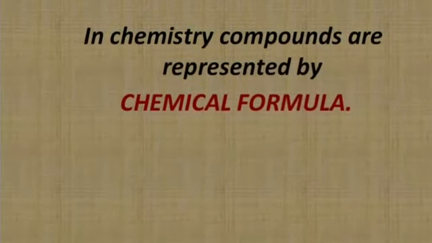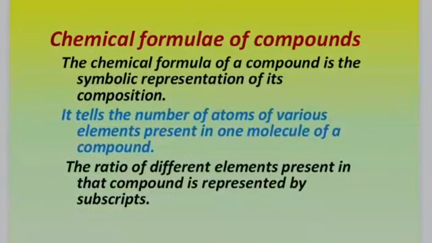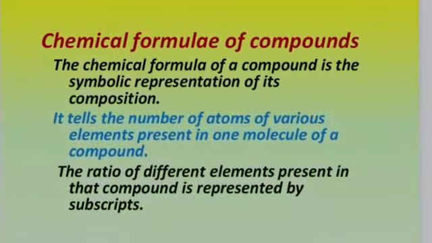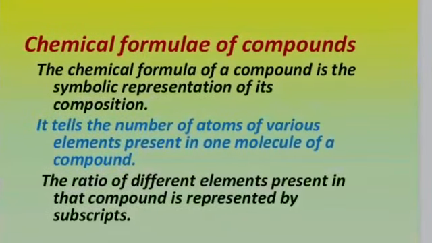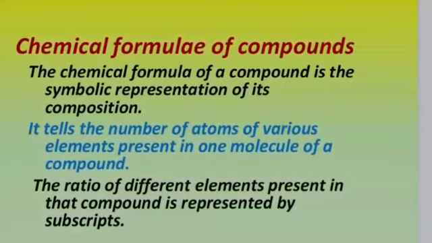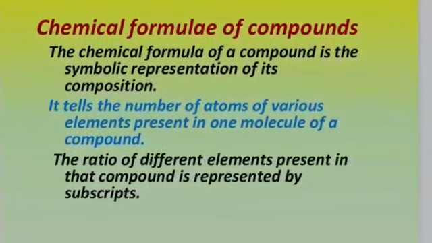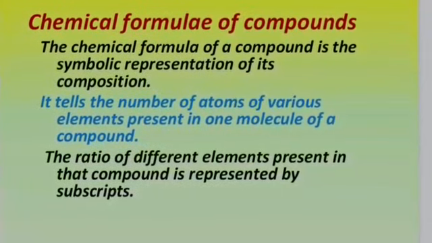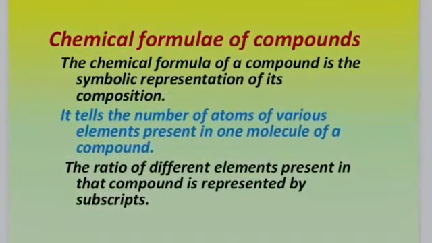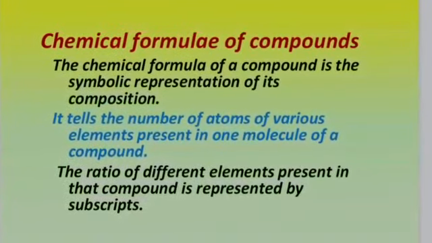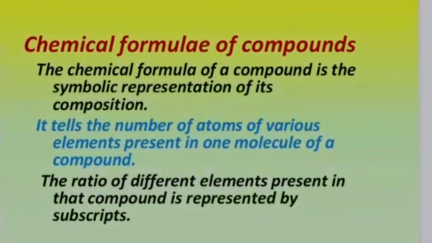In chemistry, compounds are represented by chemical formula. A chemical formula of a compound is the symbolic representation of its composition. It tells the number of atoms of various elements present in one molecule of a compound. Also, in a chemical formula, the ratio of different elements present in that compound is represented by subscript.